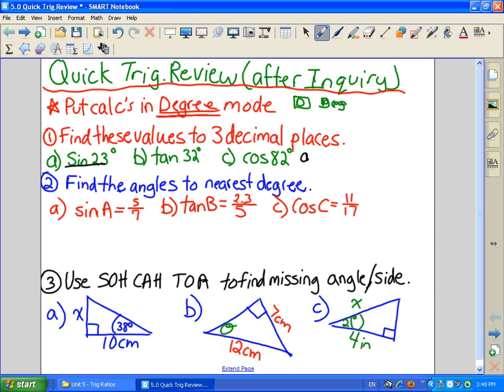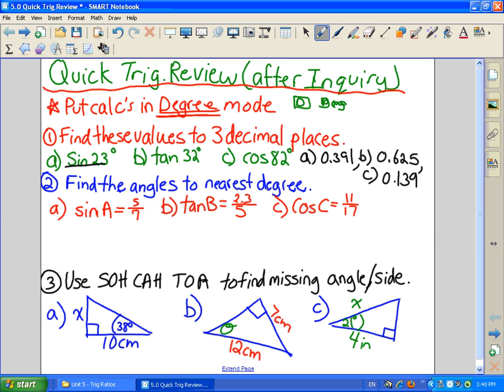So for A, you should have 0.391. Okay, plugging in the second one, B, tan 32 degrees, you should get 0.625. And the third one, C, if you plug in cos 82, actually plug it in your calculator, make sure you can do this, guys, 0.139. Great.